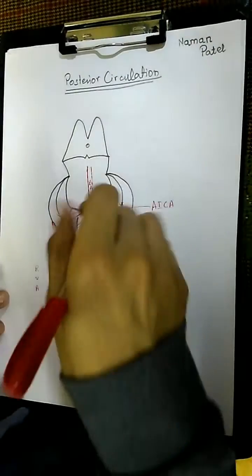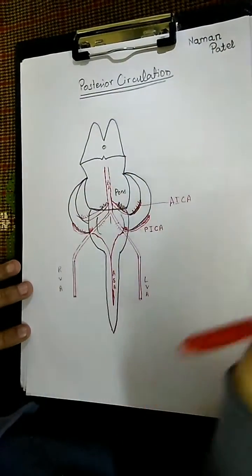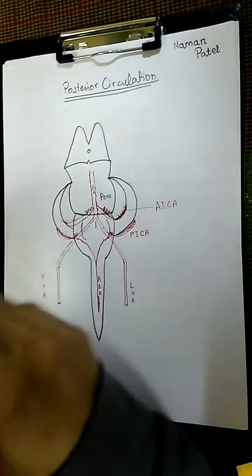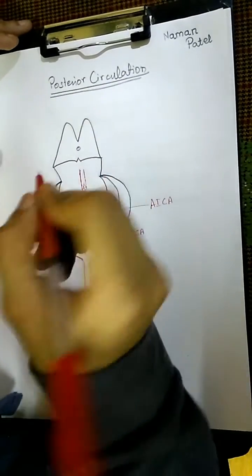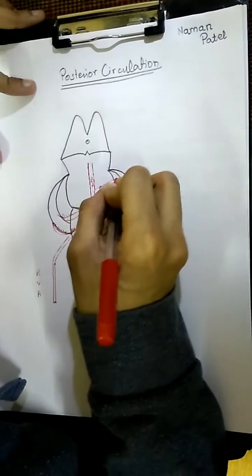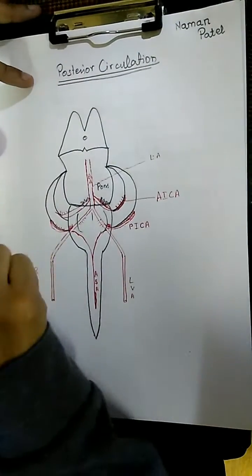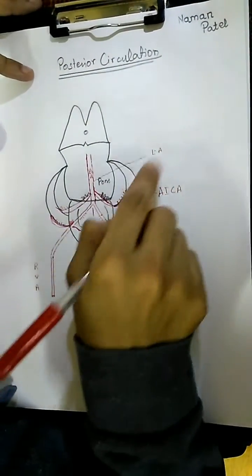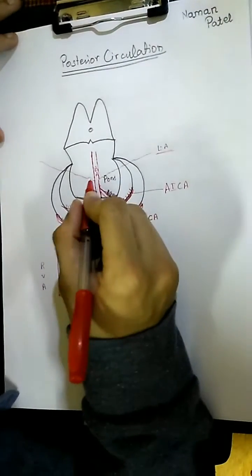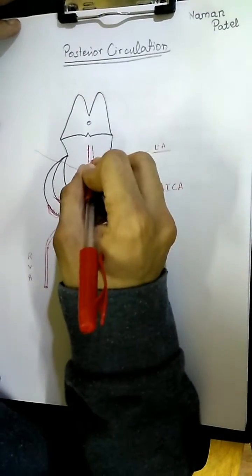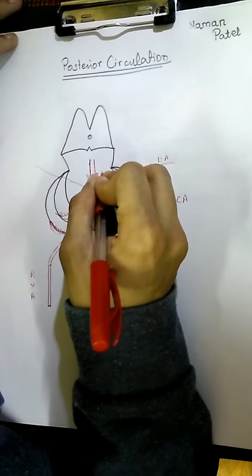Now coming next, as I said earlier, this basilar artery originates very many arteries. There are many small arteries originating from it, like the labyrinthine artery, which goes to the inner and middle ear. Let me draw it once more. Just above the labyrinthine artery we can see very small branches, the pontine arteries.